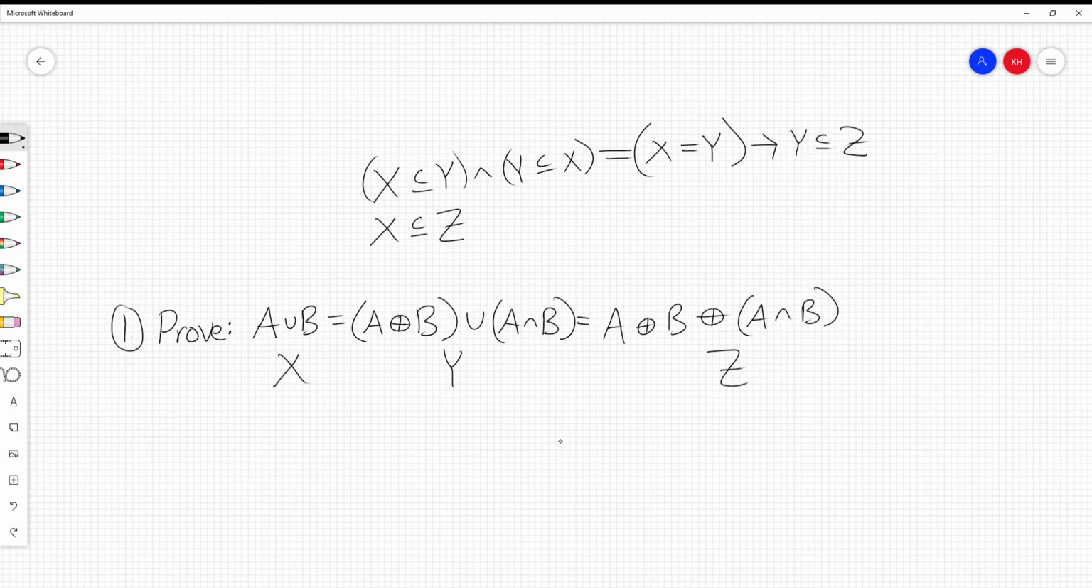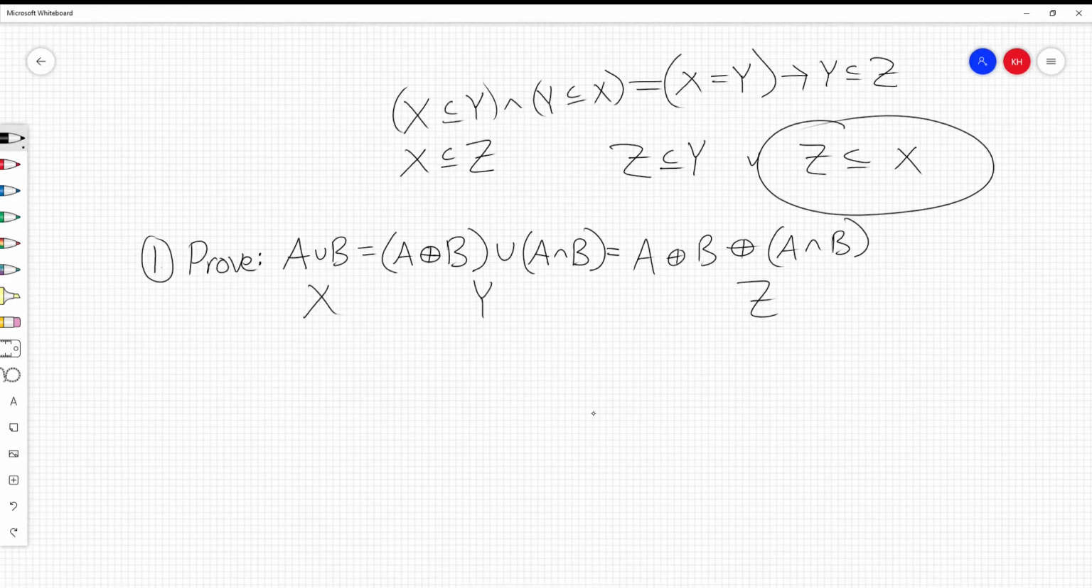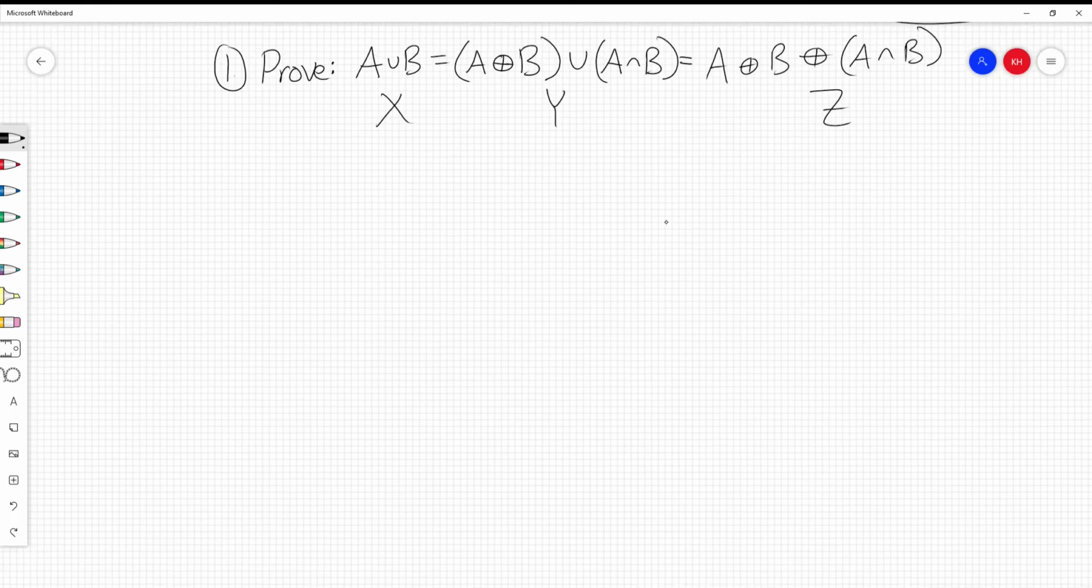So let's finally prove our final portion, and we can actually do it either way. We can either show that Z is a subset of Y, or Z is a subset of X. Whichever way you take it, but I'm going to go a route I think would be simple. I'm going to prove that Z is a subset of X.